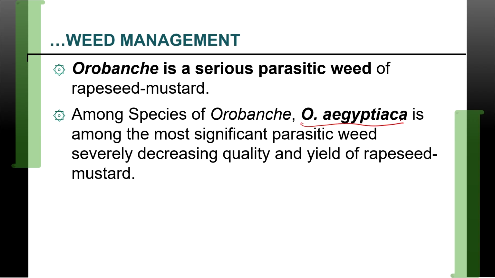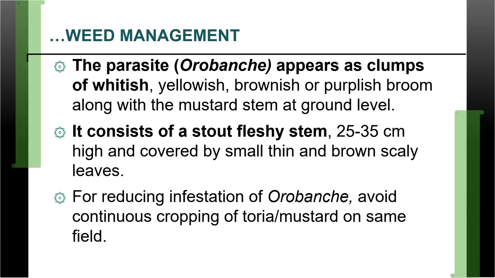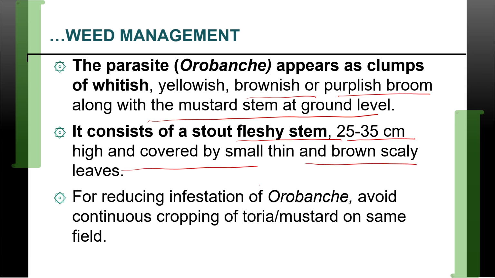Orobanche aegyptiaca is among the most significant parasitic weeds, severely decreasing the quality and yield of rapeseed mustard. So this particular parasitic weed should be reduced. Certain crop rotations are helpful. The parasite Orobanche appears as clumps of whitish, yellowish, brownish or purplish broom. Broom means just like jhadu, along with the mustard stem at ground level. It consists of a stout fleshy stem 25 to 35 centimeter high, covered by small thin brown scaly leaves.